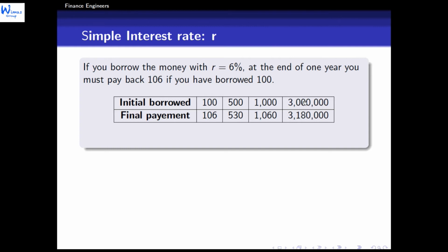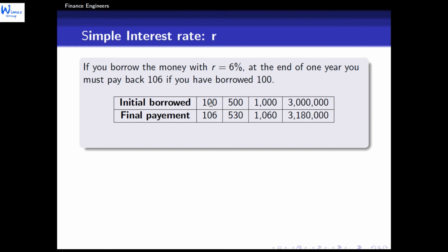So these 30,000 hundreds times 6, so 30,000 times 6 is equal to 180,000, which is the interest or the profit that has been generated from these 3 million. So you are going to pay back something. So as you can see, 6, 30, 60, 180,000. So it's the same interest rate, but they are different because the initial amount borrowed is different.